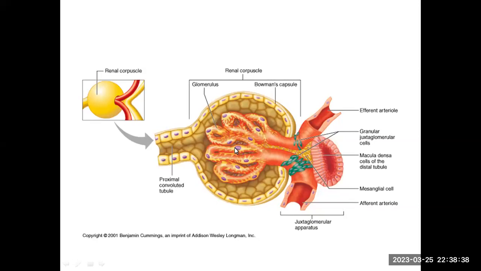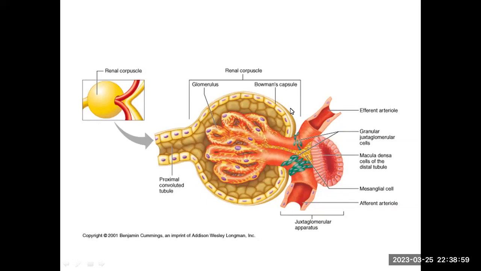There are negatively charged molecules located in the glomerular basement membrane and on the podocytes. These negatively charged molecules will provide a charge barrier for the substances in the blood. That means that negatively charged molecules will not pass. They will be repelled due to the negative charge on the membrane.